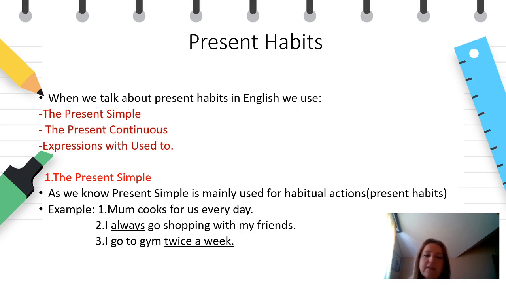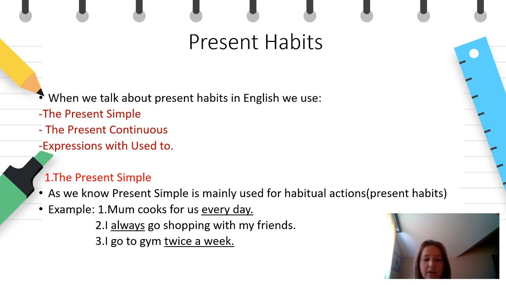When we talk about present habits in English, we use the following structures: the present simple, the present continuous, and expressions with used to. The present simple, as we already know, is mainly used for habitual actions or present habits. Let's take a look at the examples below. Mom cooks for us every day. I always go shopping with my friends and I go to gym twice a week.